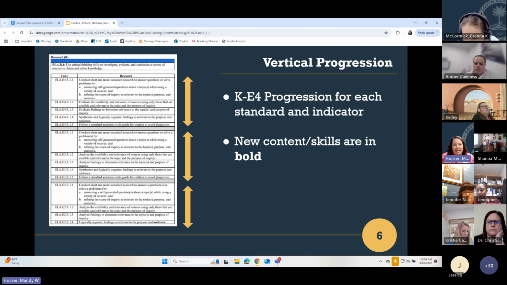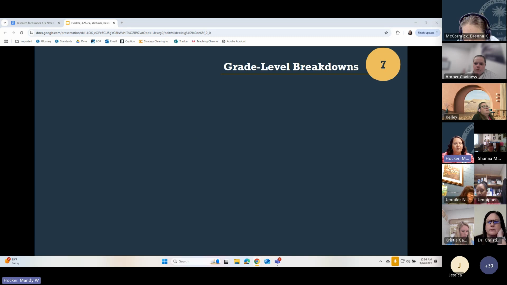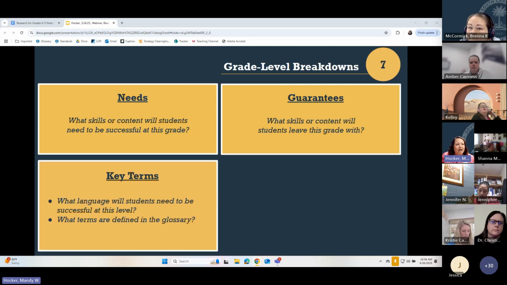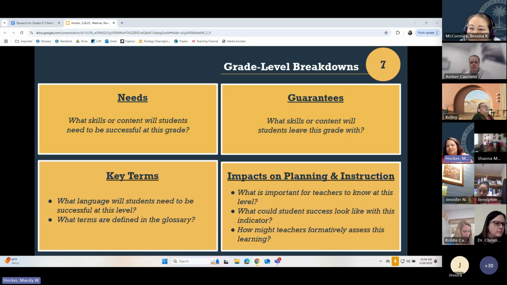We're going to talk through now our grade level breakdowns. So if you've been with us before, you may have also seen our grade level breakdowns. This is where we do needs, guarantees, key terms, and then impacts on planning and instruction. So this 4-part graphic organizer includes a box that are needs. Now that articulates what you need your students to come into the grade level that you support with. What do they need to have as they come into 5th grade, right? Now, the guarantees would be what you teach and what you ensure your students or guarantee your students will leave your classrooms with.